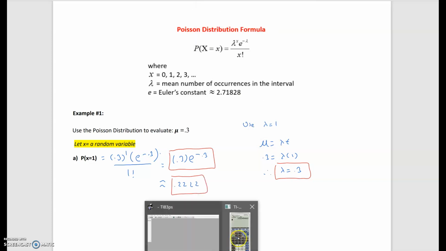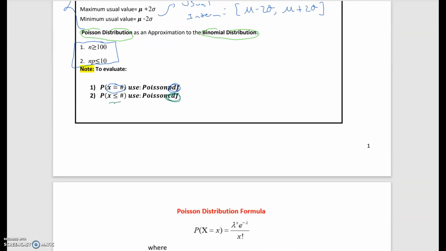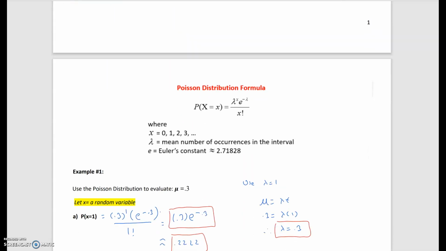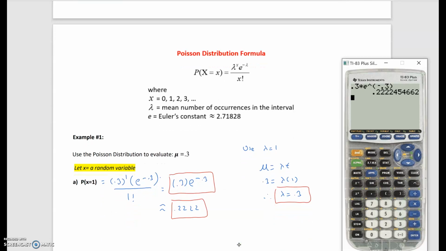Now, the easiest method of evaluation is what I talked about earlier. If it's a specific value, you're going to be using the PDF, and it already has the code embedded. So this one will be second in distributions, and then you're going to find the PDF. The calculator uses mu, which in this case will be 0.3, comma 1.